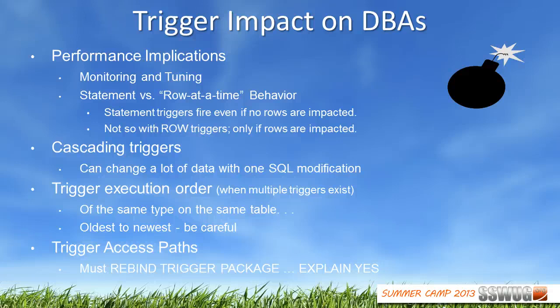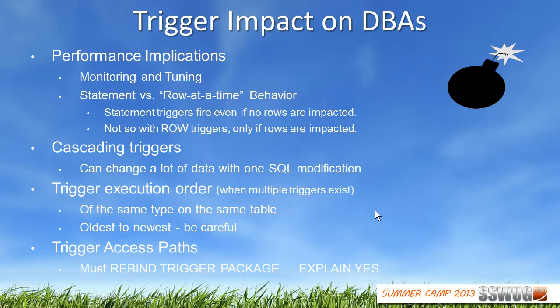So if no rows are impacted, the row at a time trigger may not fire. Cascading triggers can cause issues for DBAs, where you've got a trigger that fires and causes data to change, which fires another trigger, which causes data to change, which fires another trigger, and so on. And if you get to the maximum number of nesting, which I believe is 16, everything rolls back, and that can be a lot of effort with no work actually being done. So you've got to be able to know what type of cascading changes can happen.